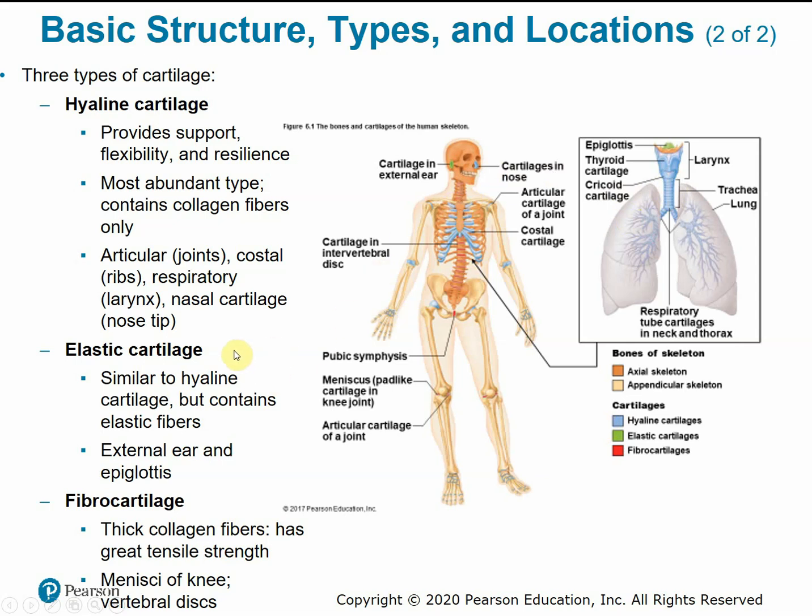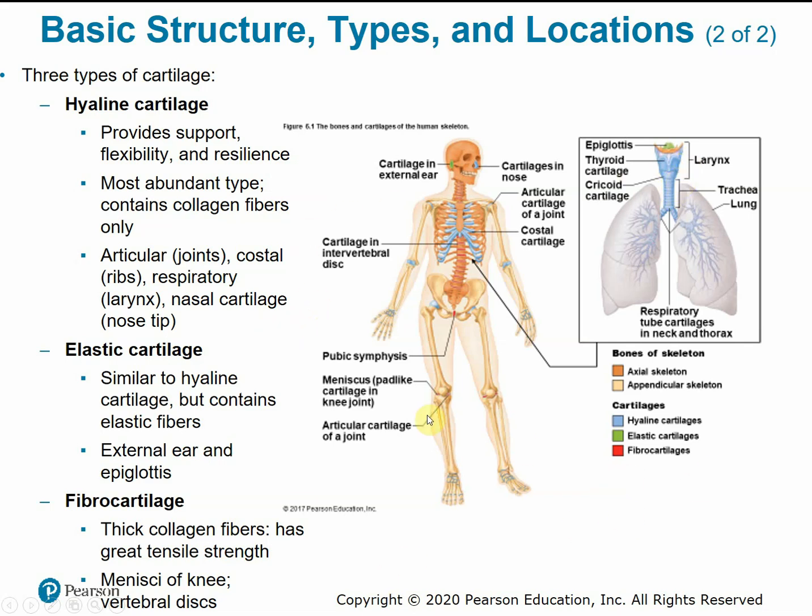Elastic cartilage is similar to hyaline, but it contains more of those elastic fibers. We find elastic cartilage, shown in green, in the external ear and the epiglottis. The epiglottis is just a flap that flaps down to cover the trachea, the windpipe, to make sure food doesn't go down the wrong hole.